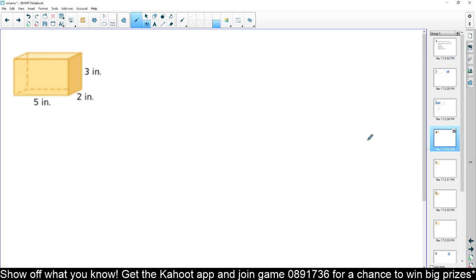Alright, let's try another one. Or actually, you try one. So take a second. See if you can come up with what is the volume of this shape here. Or if you're watching the video, you can just pause it and take all the time you want.